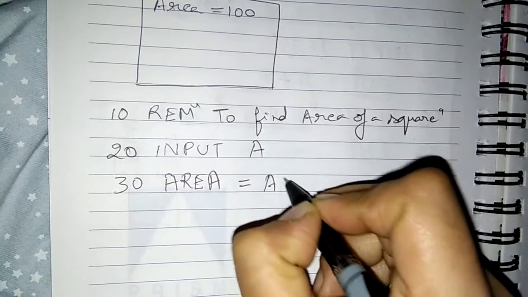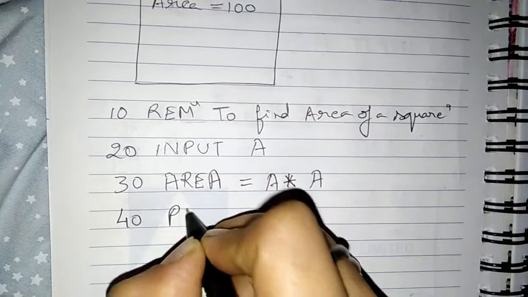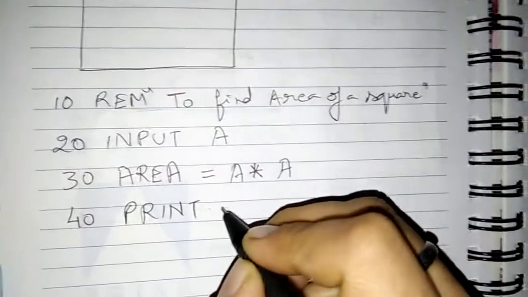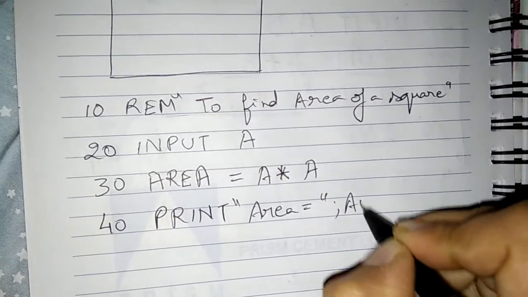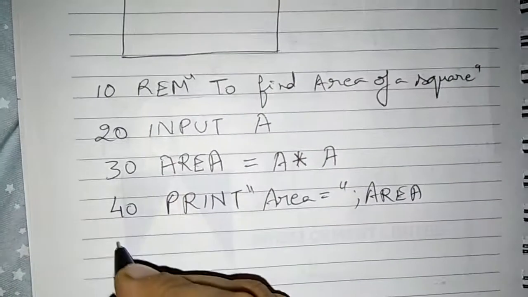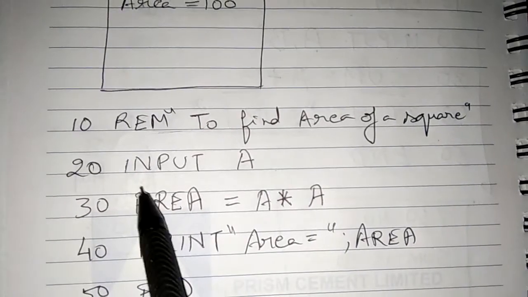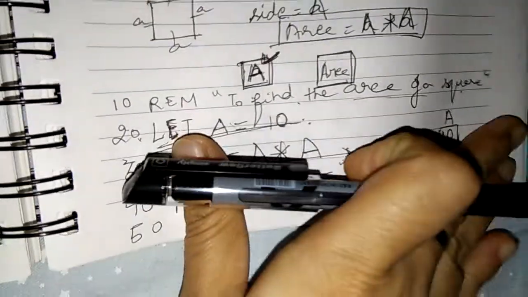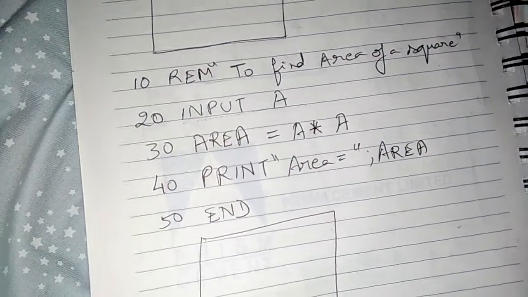Area is equal to A into A, and then the output part, that will be the print statement to display the end result. Area is equal to area. Now what will be the difference in this program and the earlier program? The only difference is with the input part. Here I am taking the input from the user, and there I was initializing a value using a let statement.